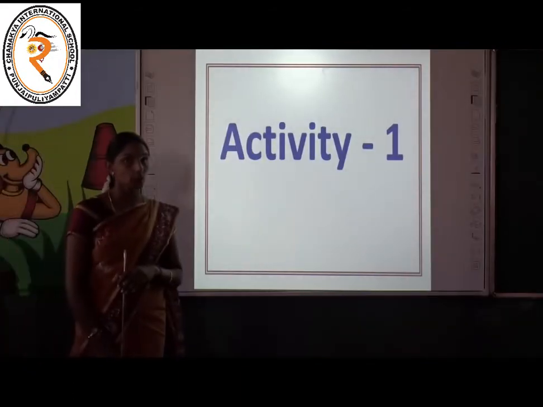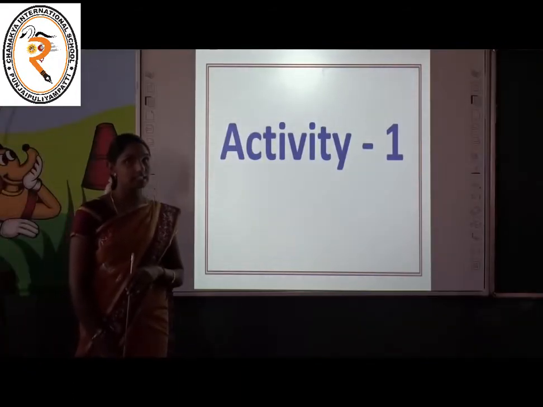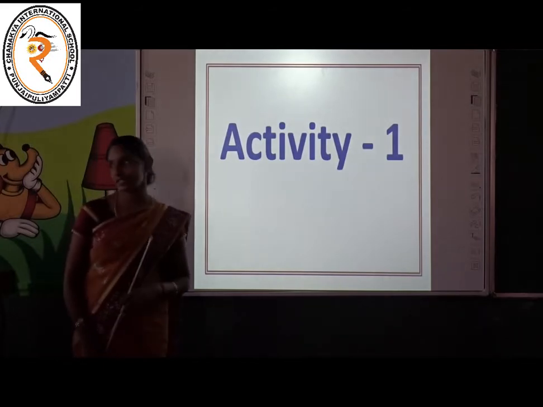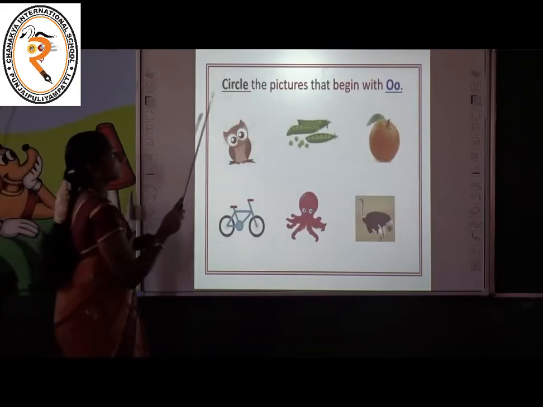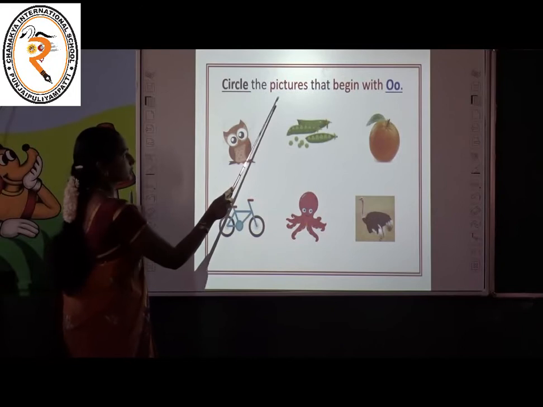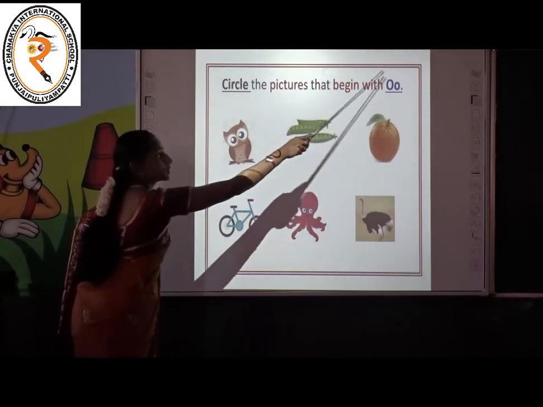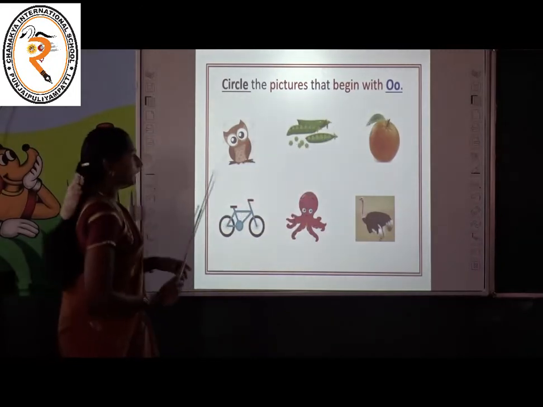Children, are you all ready for the activities? Yes, I hope that you are all eager. Do it with interest. Okay, let's see activity 1. The activity is: circle the pictures that begin with letter... Which letter? O. Okay.